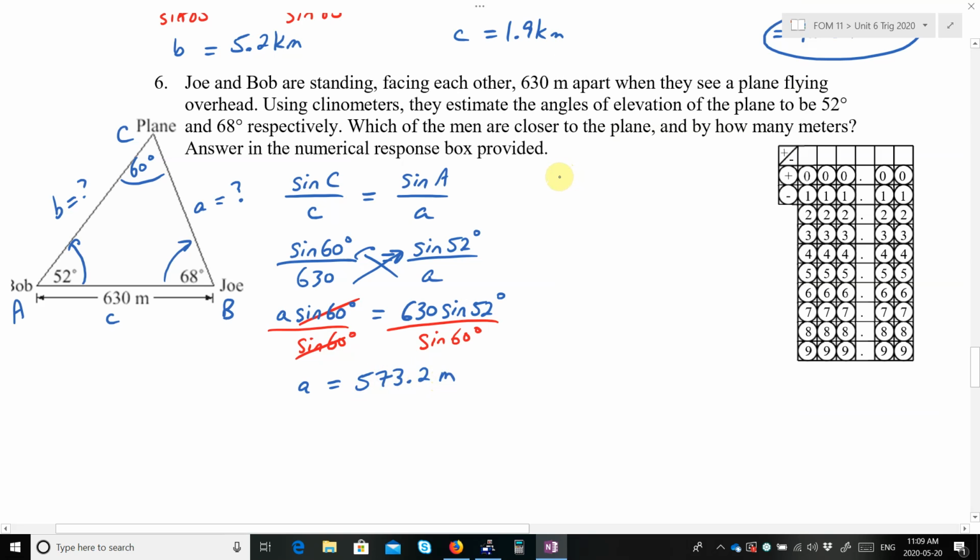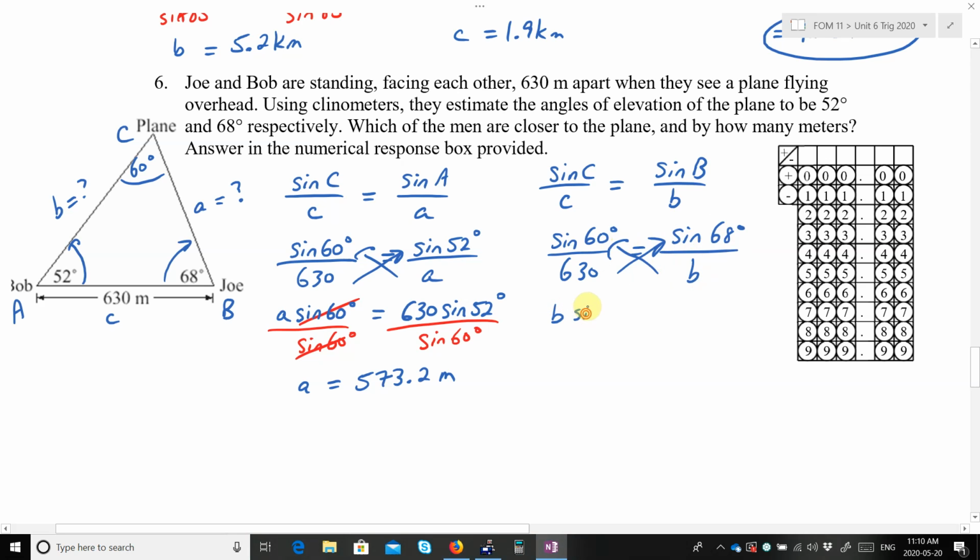And now let's get little b. So I'm going to start with sine c over c equals sine b over b. Sine c is sine of 60 degrees, little c is 630, and we will have sine angle b is 68 degrees. And we are looking for little b, which is the distance that Bob is away from the plane. Let's cross multiply.